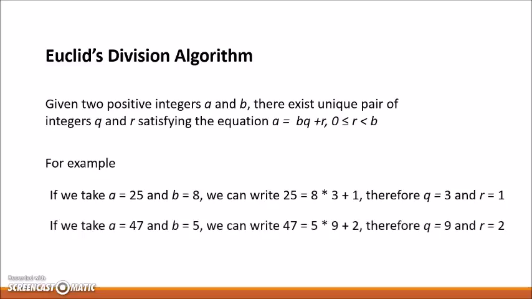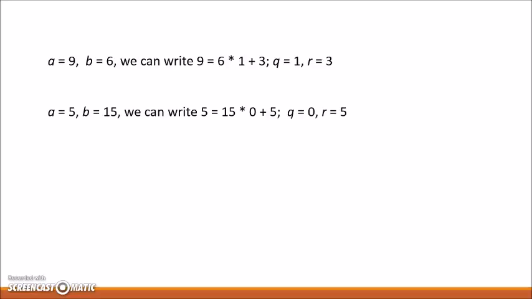If we take a is equal to 47 and b is equal to 5, we can write 47 equals 5 multiplied by 9 plus 2. Therefore, q is equal to 9 and r is equal to 2. So we have a few more examples here.